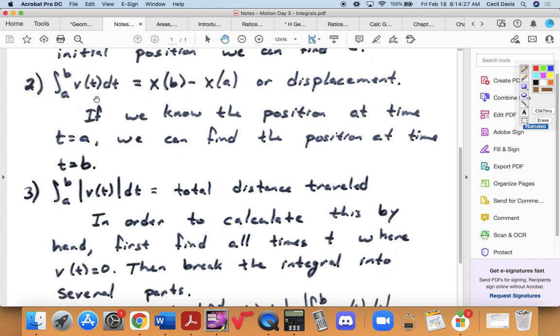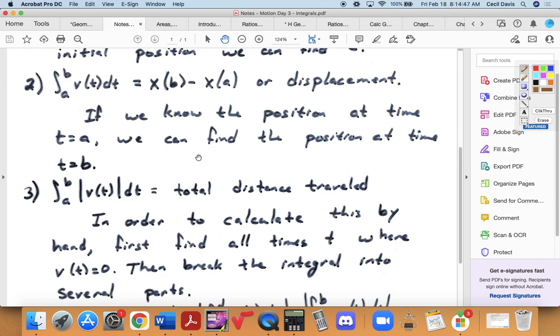Okay, so frequently they don't ask you for the displacement. They'll tell you at time t equals 3, x is equal to 17. And they give you the velocity function and ask you, what's the position at time t equals 12? And you can just substitute into this and find that then.